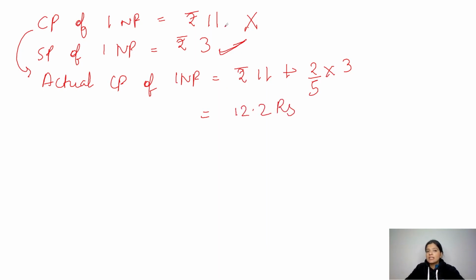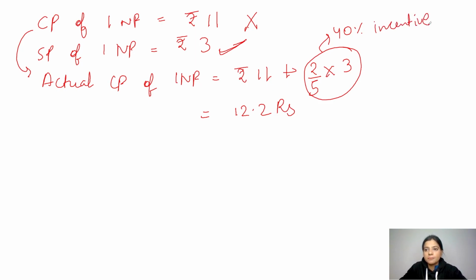So it is not just the 11 rupees printing price that is costing the newspaper house. The 40% sales incentive is what the newspaper house has to pay to the newspaper vendors. This also comes as the costing of the newspaper because this is also going from the hands of the newspaper company only. So you can see this is a clear-cut case of loss.